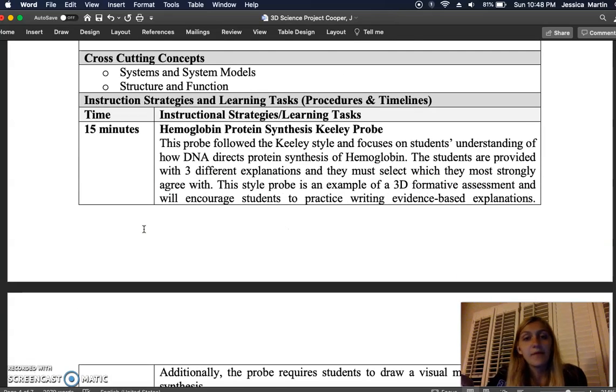All right. Now, before the students get into the modeling components, I created a Keeley probe styled warm-up as a formative assessment for the students, and it follows that 3D formative assessment that we discussed in class. When we had done that formative assessment mini group project, our group really enjoyed these Keeley probes, so I decided to include one in the lesson. And so let me pull it up. So the probe is all about the production of hemoglobin in humans. Here it is.